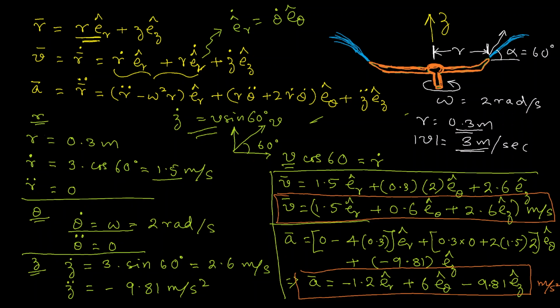So this is how you should solve the problems related to the cylindrical coordinate system, starting from the basic expression for the position vector.